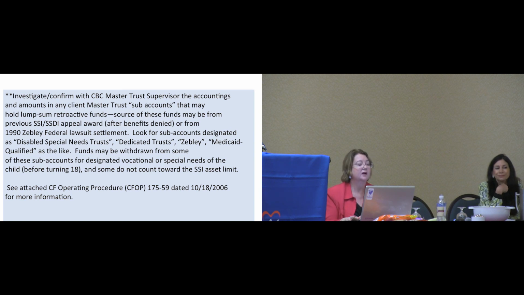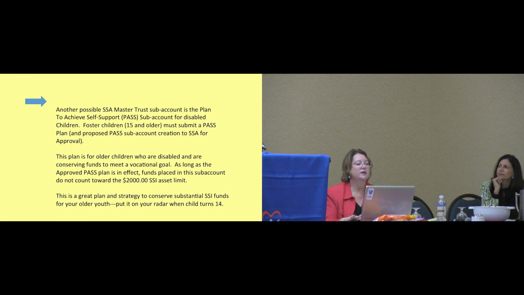Also with these big lump sum trusts, you can draw out of them like a PASS account for special designated needs, like vocational needs and stuff like that. I've attached for resource information the master trust operating procedures, and it discusses these in detail. But usually you see them if they're already set up. They're already SSI. They won't affect it.